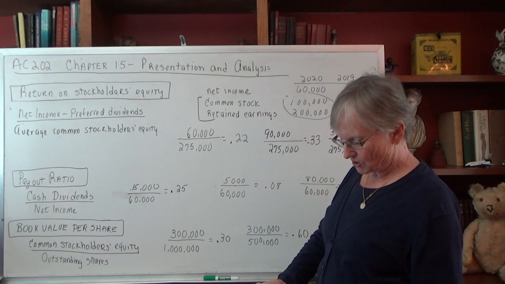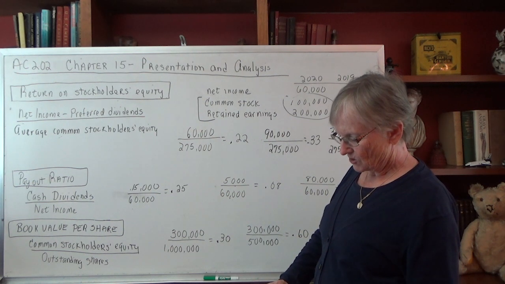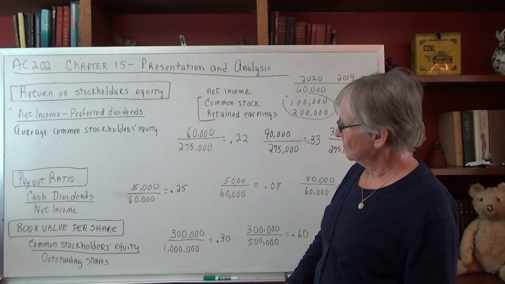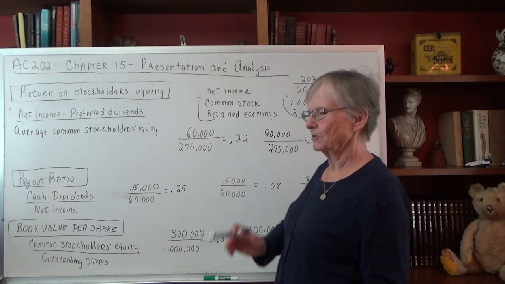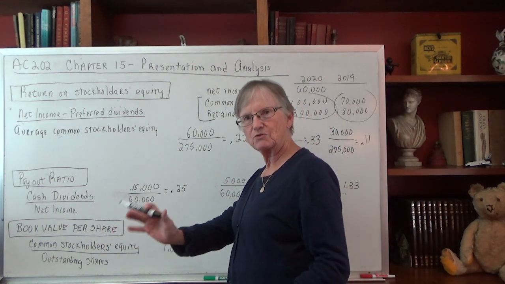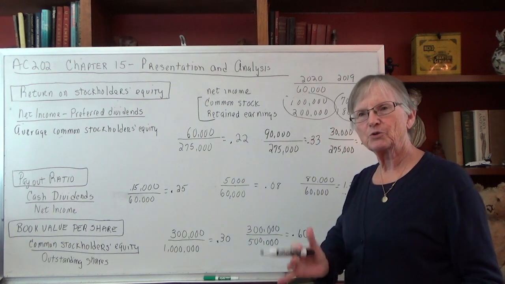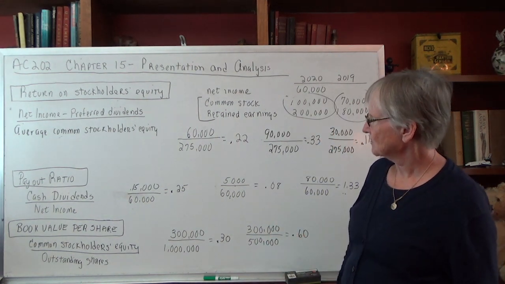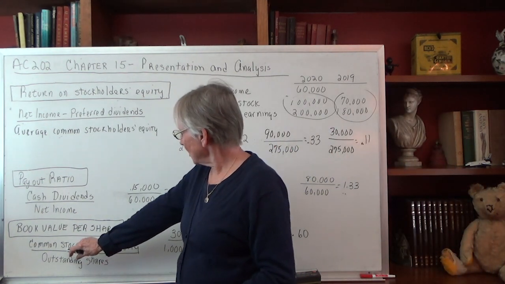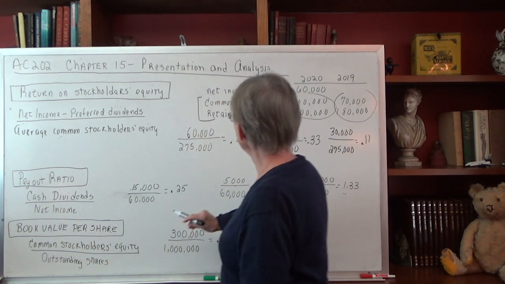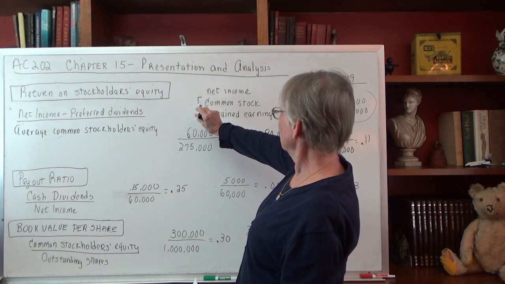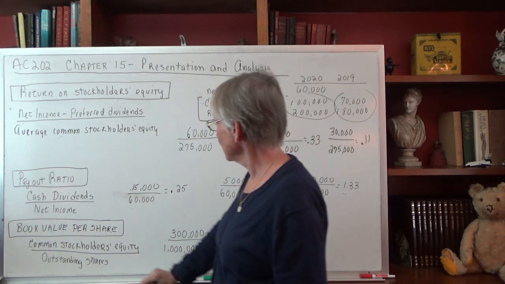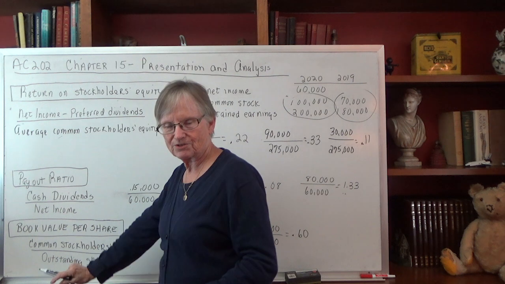Book value per share. We're looking at the net assets of the company. Remember, your assets minus your liabilities gives you your stockholders' equity. Another word for that is the net assets. So this is going to be your common stockholders' equity. And again, you have to remember that common stockholders' equity is the total of common stock and retained earnings, divided by the outstanding shares.